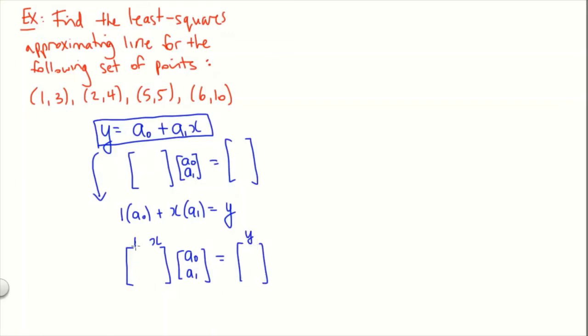All right, so the first column on the left side is just going to represent a column of ones. Beside that, we're going to fill in our different x values that were given in our set of points in the problem. So the x values were 1, 2, 5, 6.